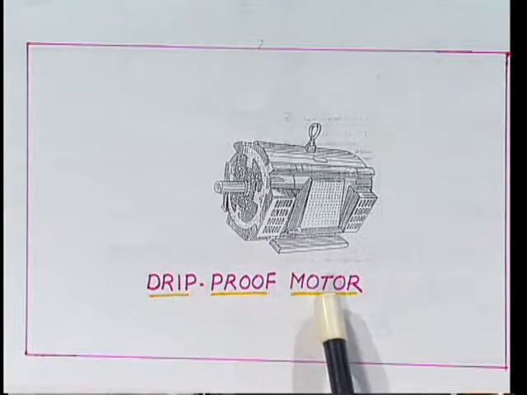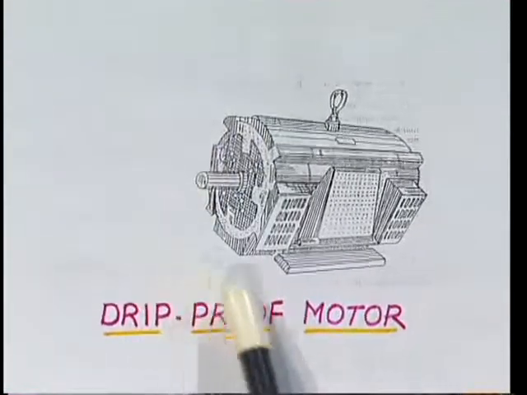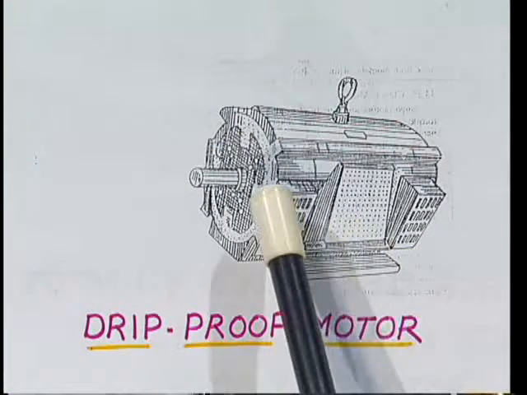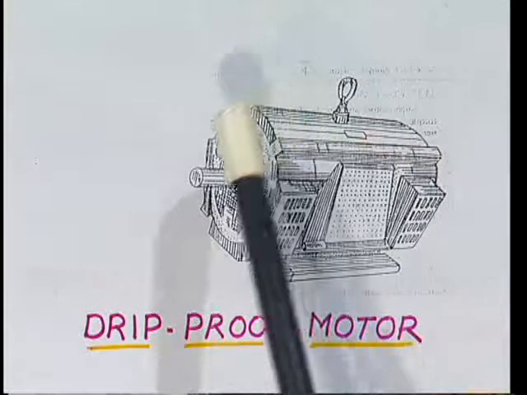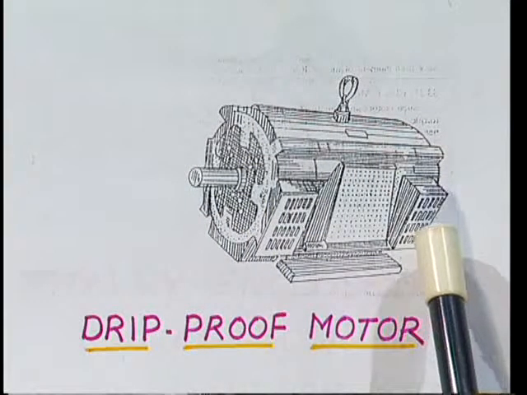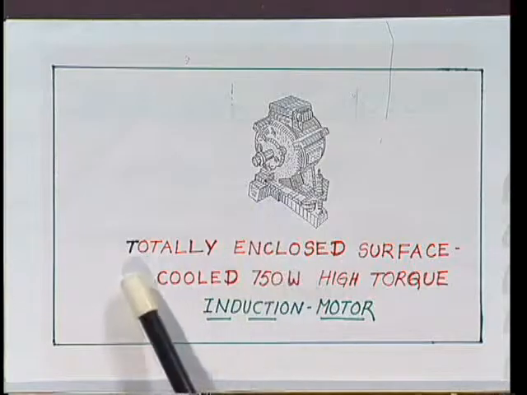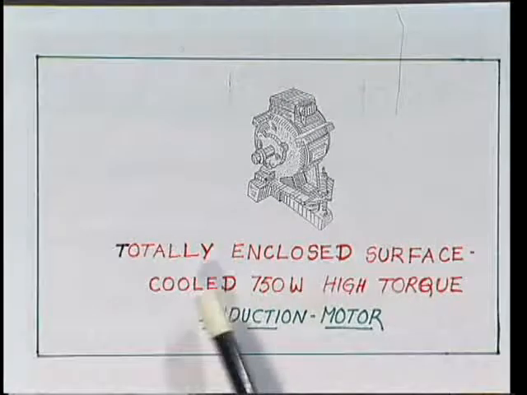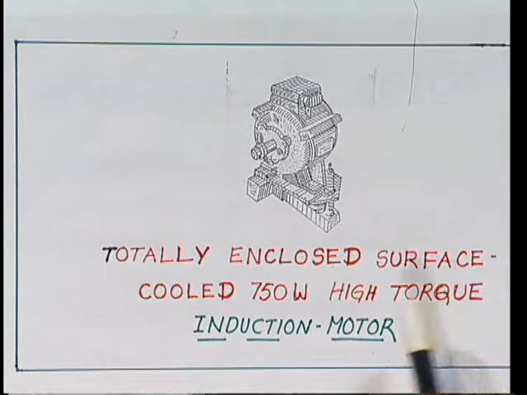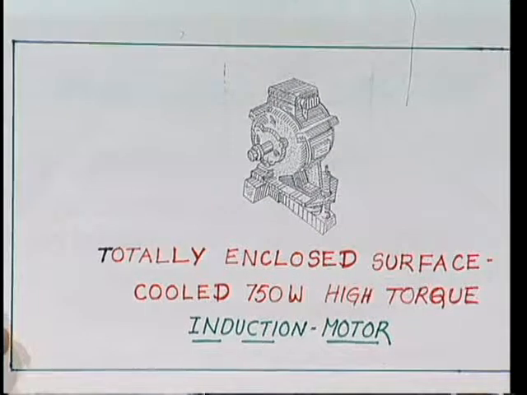Next drive will be... I have shown here the figure of the drip proof type of motor normally employed in industries. That is, moisture cannot enter, and it is used in damp conditions wherever the atmosphere is full of water and moisture. Similarly, the diagram shown here is a totally enclosed surface cooled 750 watts high torque induction motor.